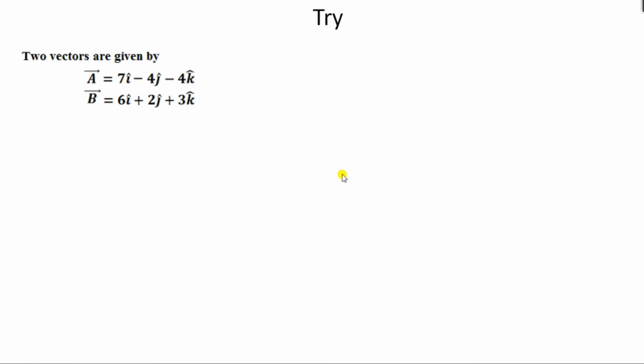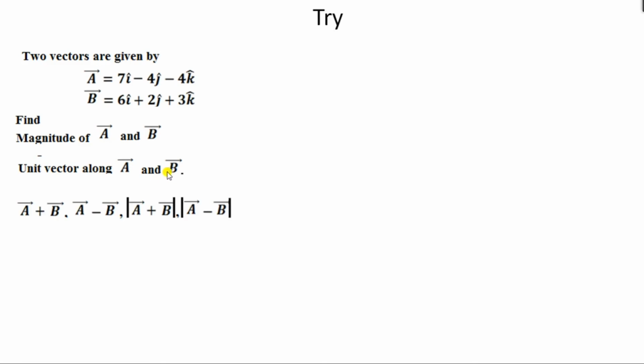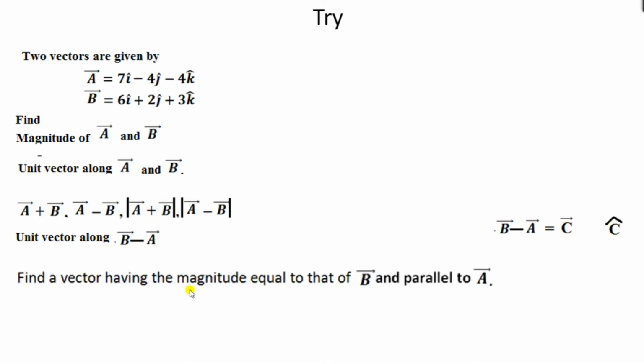Similarly, you can try this question. Two vectors are given by this. You have to find the magnitude of A and magnitude of B. You have to find the unit vector along A and unit vector along B, and A plus B, A minus B, magnitude of A plus B, magnitude of A minus B, and the unit vector along B minus A. For this you consider B minus A to be C vector and you will find the unit vector of C. And you have to find the vector which has the magnitude equal to B and is parallel to A. This question is similar to the question that we have done before.